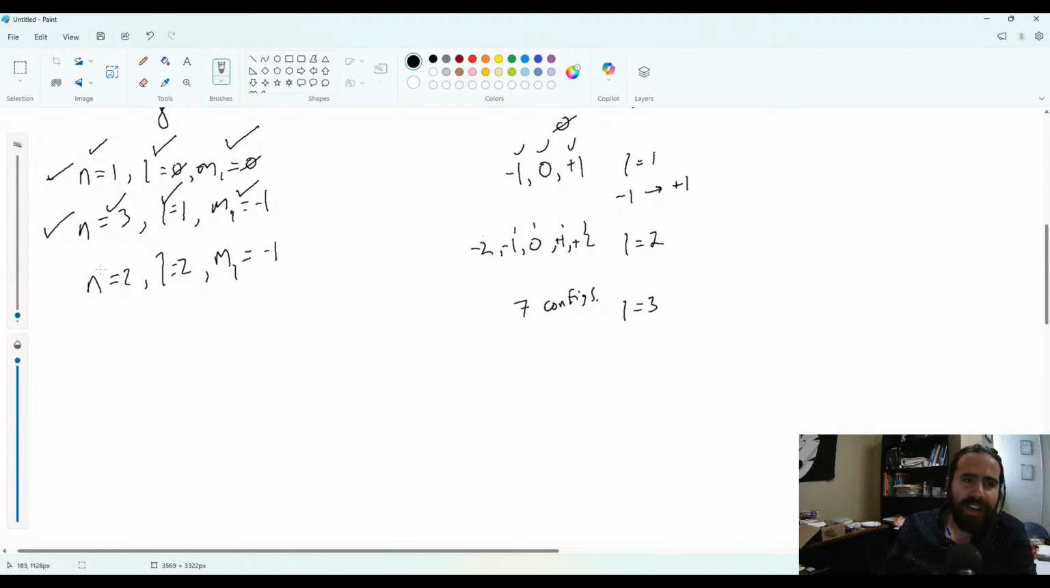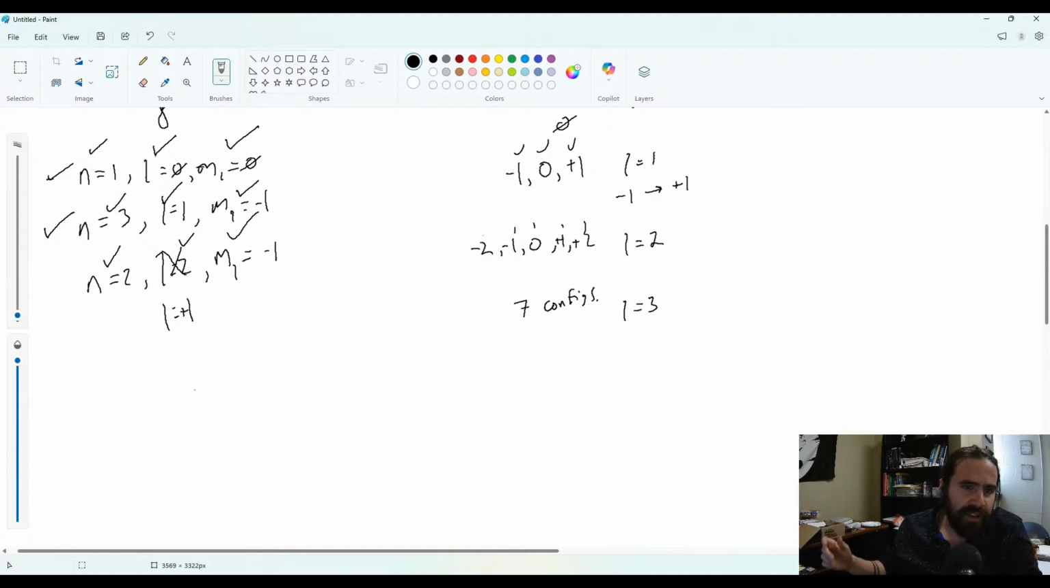This one right here, I have n equals 2. That's fine. That means that I only have access to L values that are 0 and 1, given our previous equation. L doesn't fall within that set, so this is wrong. If I changed it to L equals 1, that would be just fine, because remember, we have access to 0 and 1 given our n value, right? And then if I had an m sub L value of minus 1, that would be allowable given the L value as well. So if I just change this to L equals plus 1, then I'm fine.